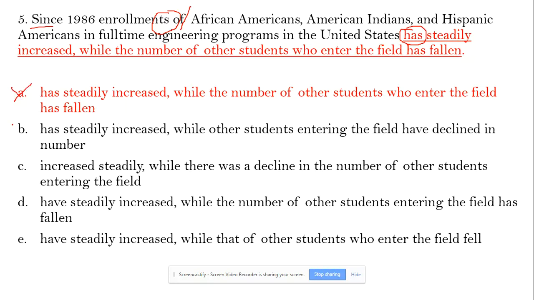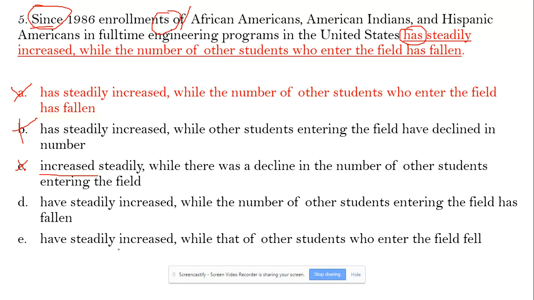A out, B out. Now C is not possible. Why? Because it is past simple and we need present perfect. So C out. Have steadily increased while the number of other students entering the field has fallen.